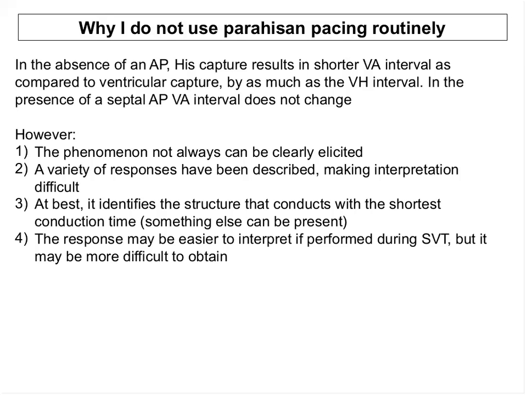Number 3, and I think this is very important, at best, it identifies the structure that is conducting. So that means that it identifies the structure with the shortest conduction time. But this does not exclude that a structure with a longer conduction time could be, in addition, present. For example, in the first example, we showed that conduction was going through the AV node, but that does not exclude that there could be a slower conducting accessory pathway.